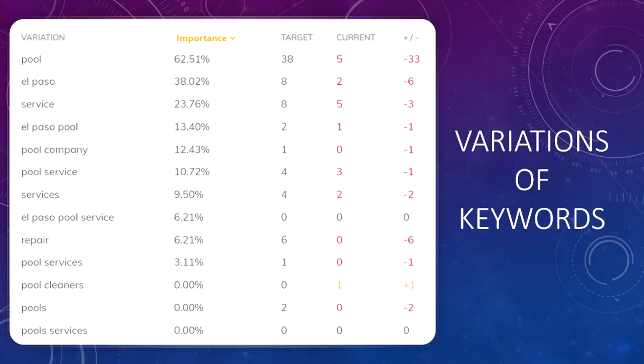And then you have a target for the number of times that word appears and what they are currently. So just the word pool by itself should be on that page 38 times, but currently it's 5 times. The word El Paso should be 8 times. Currently it's 2 times. If you get all this right, you should help rank your site a lot better.